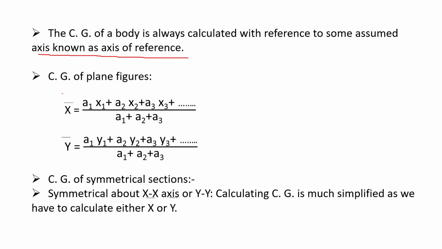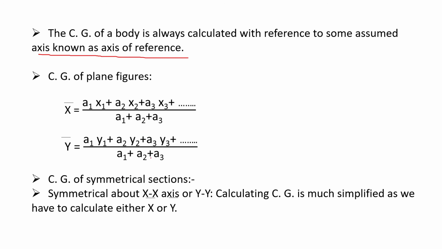So for the CG of plane figures, area is involved, and that's why we have x bar equal to a1 x1 plus a2 x2 plus a3 x3 etc. Similarly, for y bar we have a1 y1 plus a2 y2 plus a3 y3, divided by the summation of all the sub areas.